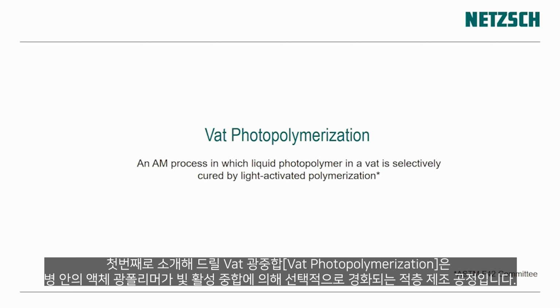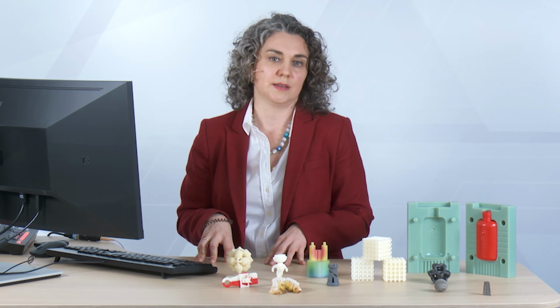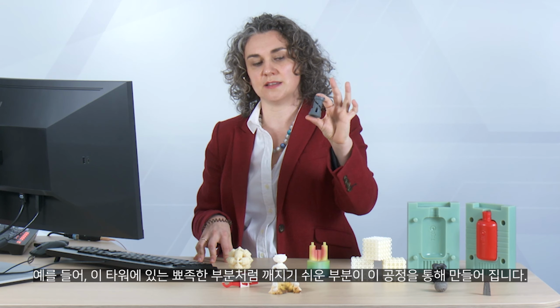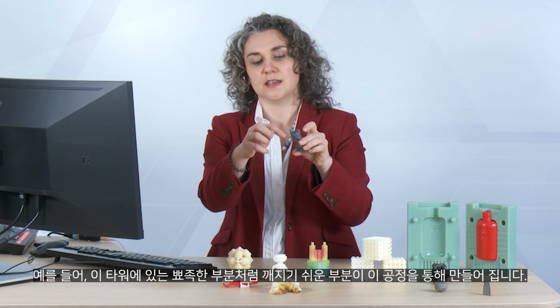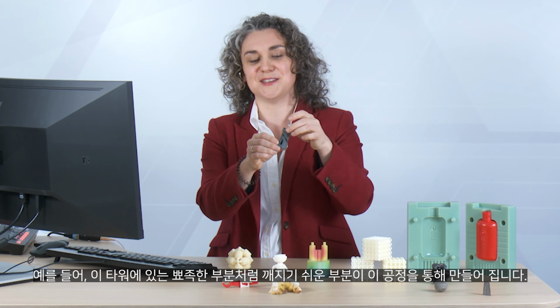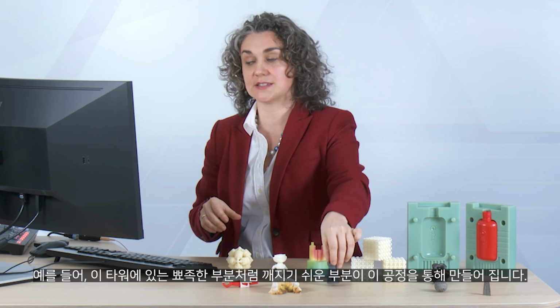Vat photopolymerization, the first one, is an AM process in which liquid photopolymer in a vat is selectively cured by light-activated polymerization. A part that you would make with this process is, for example, the staircase. Very delicate features, as in the tower. The staircase is the delicate feature inside of this tower.